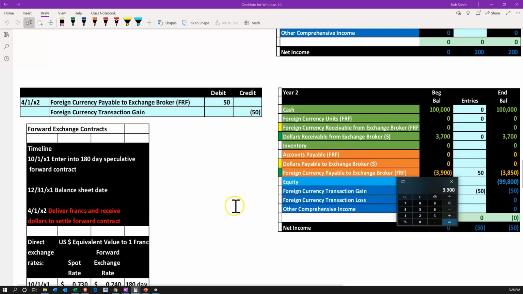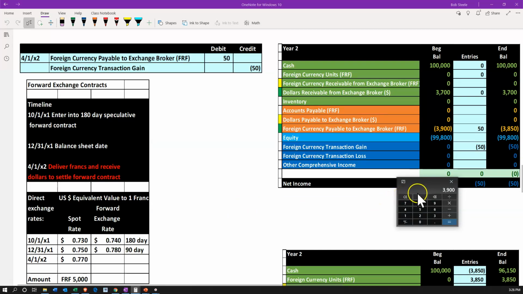We're going to revalue it as of 4/1. So we're going to take our 5,000 francs that we're going to be paying at the end of this thing, and now we're going to multiply it times the spot rate. Why the spot rate? Same reason as before. This forward contract was forward towards a certain point in time, the end of the contract, which was 180 days from the start of the contract. Then we had 90 days from the balance sheet date. Now it is that point in time. It is today. There is no looking forward. This is it. We're in that moment.